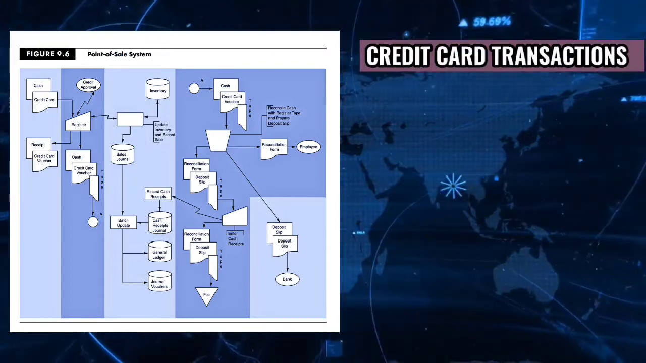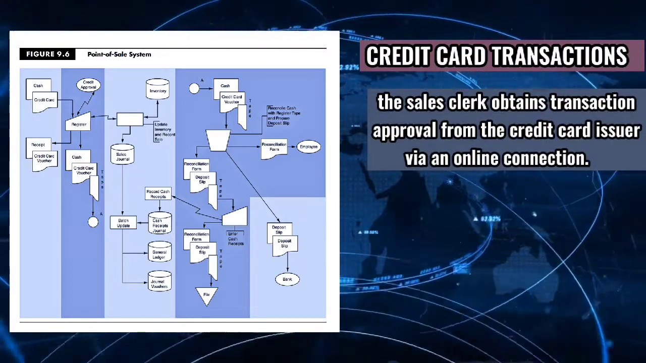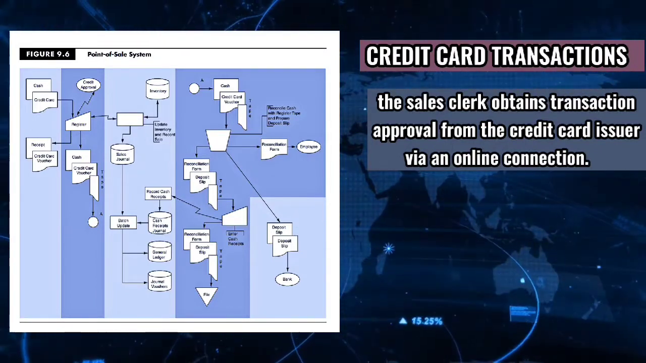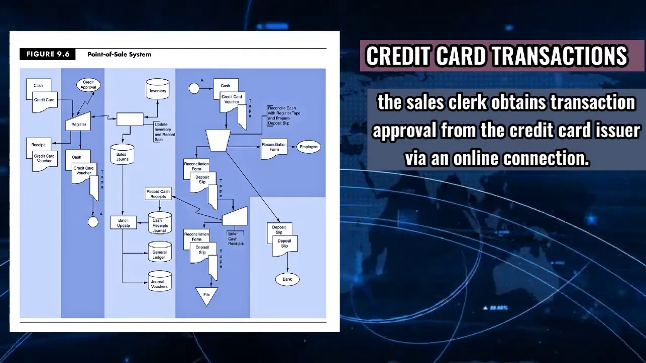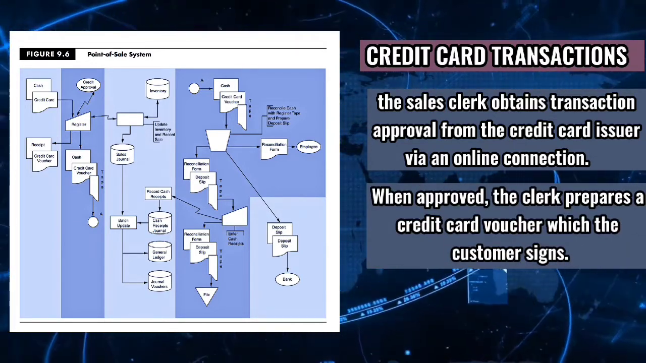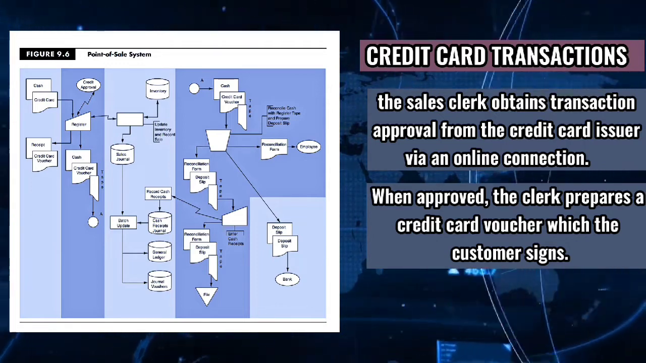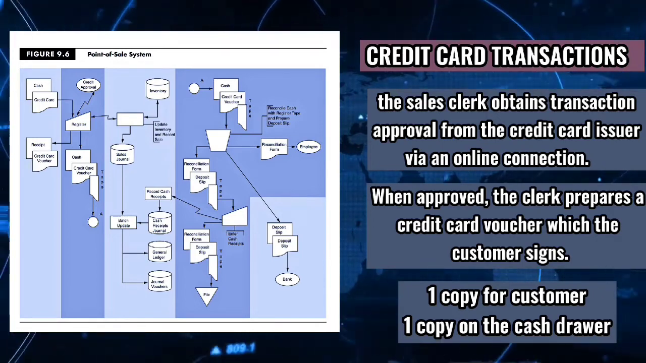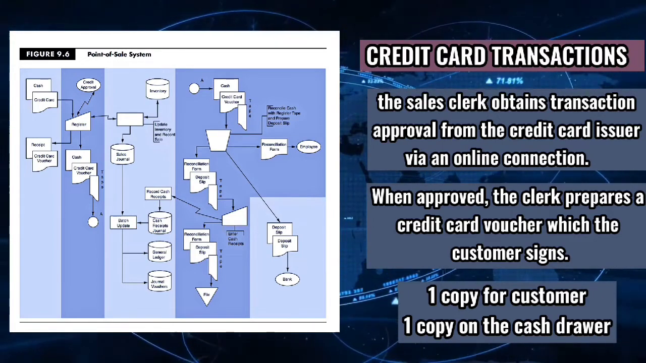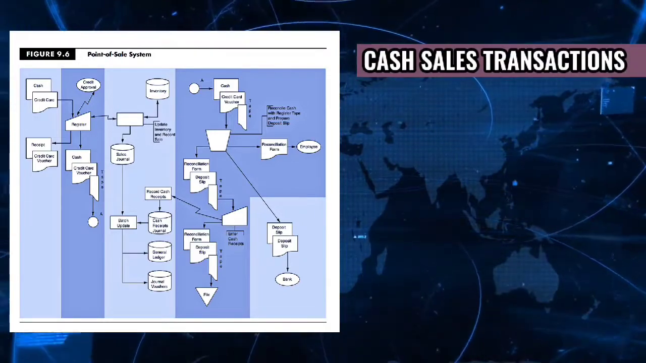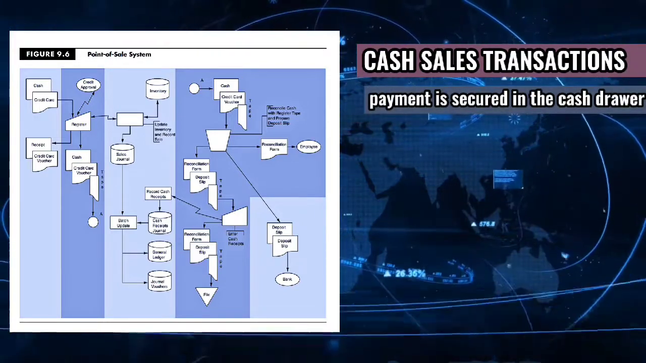In case of credit card transactions, the sales clerk obtains transaction approval from the credit card issuer via an online connection. When approved, the clerk prepares a credit card voucher which the customer signs. One copy of the voucher is given to the customer, while the second copy is secured in the cash drawer of the register. On the other hand, for cash sales, the payment is secured in the cash drawer.